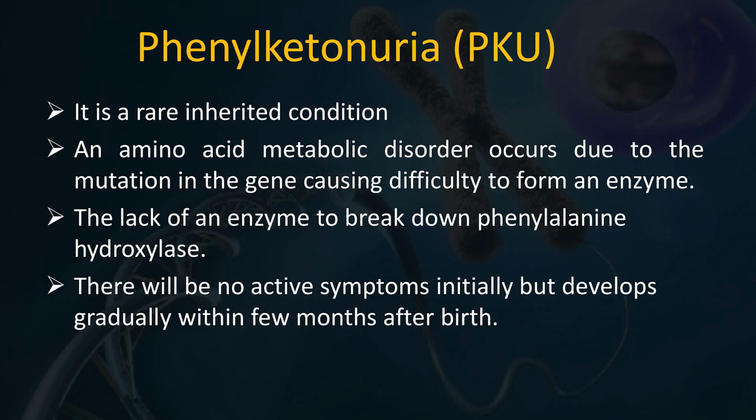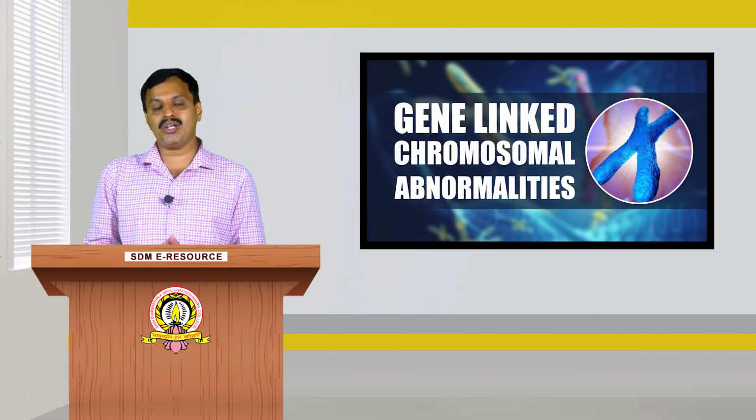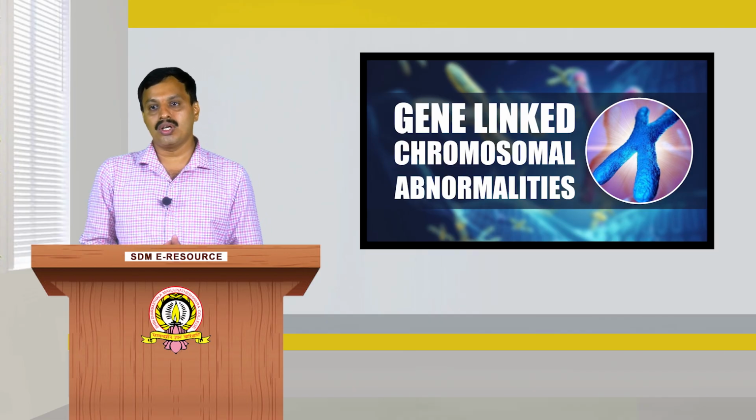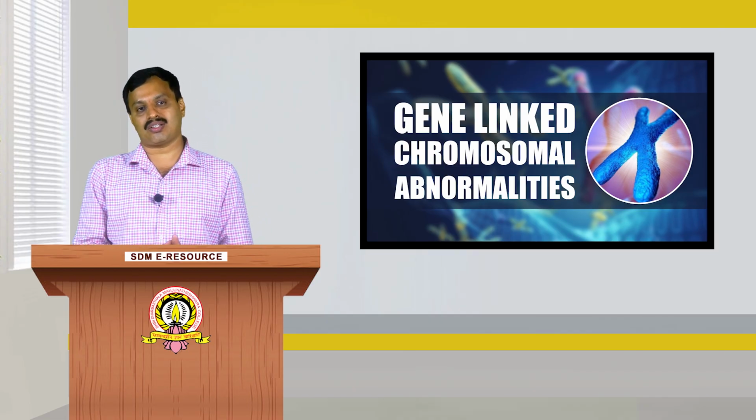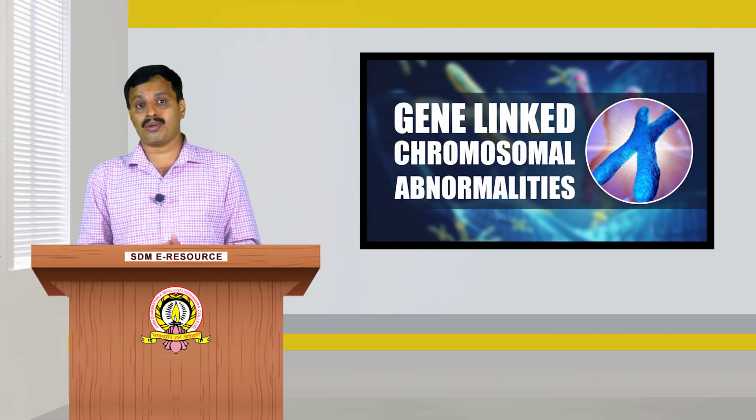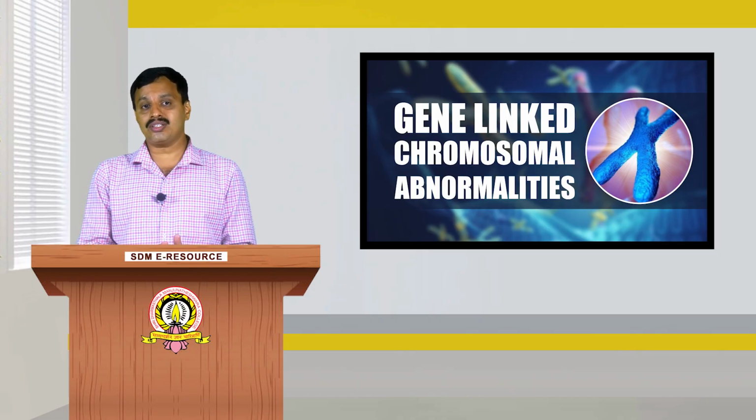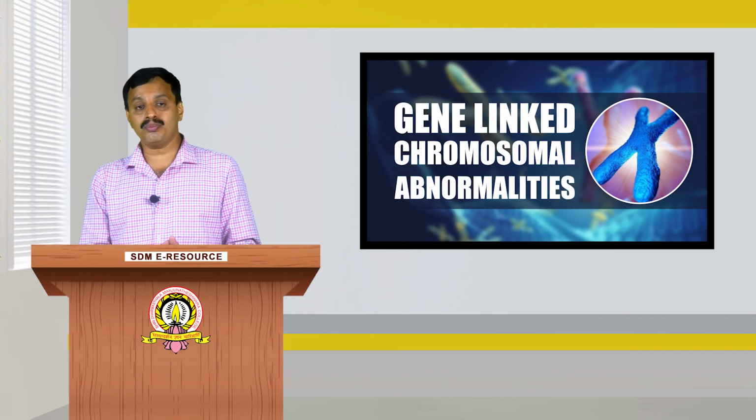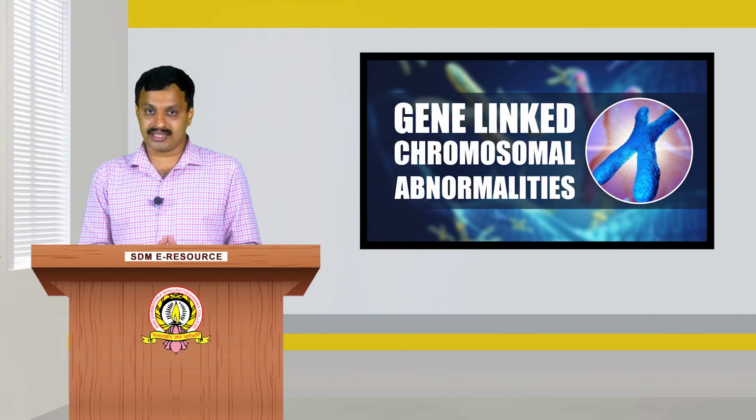The first one is phenylketonuria. It is a rare genetic condition, which is an inherited condition. The major reason for the disorder is the accumulation of amino acid in the body in excessive amounts, so it is a metabolic disorder. It occurs due to the mutation of a gene that leads to less production of the enzymes which are required to break down the amino acid.